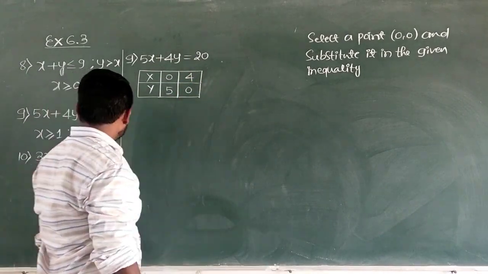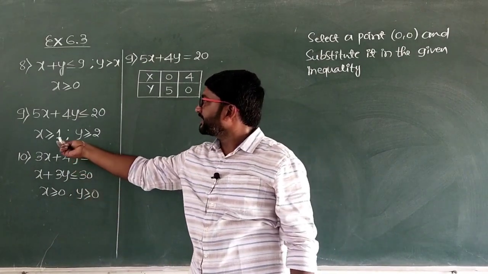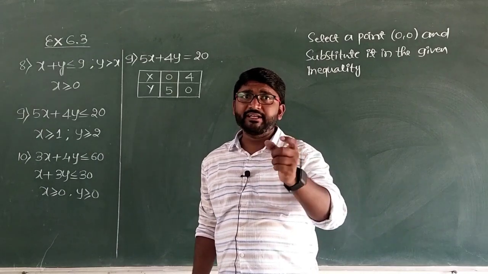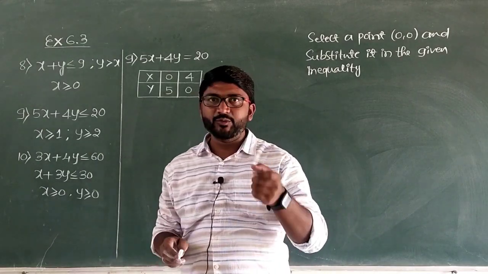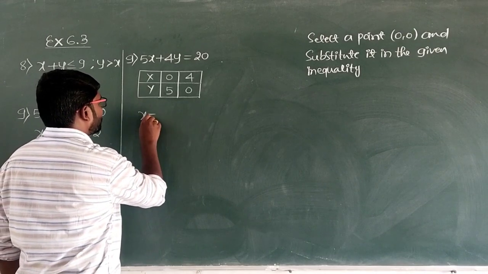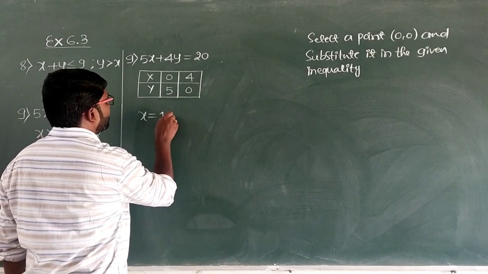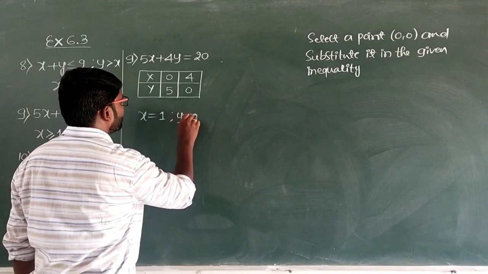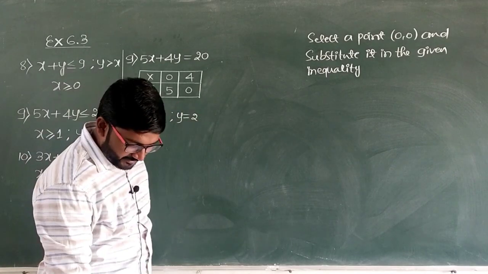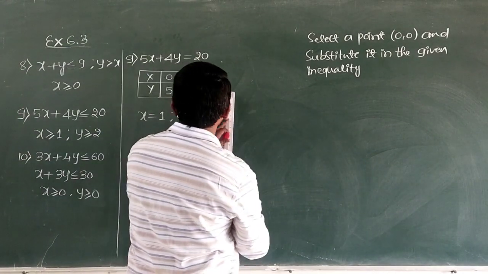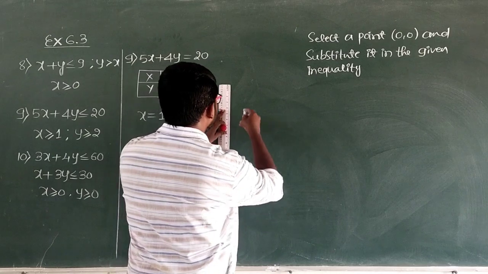And the next two inequalities are x greater than or equal to 1 and y greater than or equal to 2. Remove the inequality sign and write the equal sign. We get x equal to 1 and y equal to 2. So, with the help of these we have to go for the graph. Let us proceed with the graph.